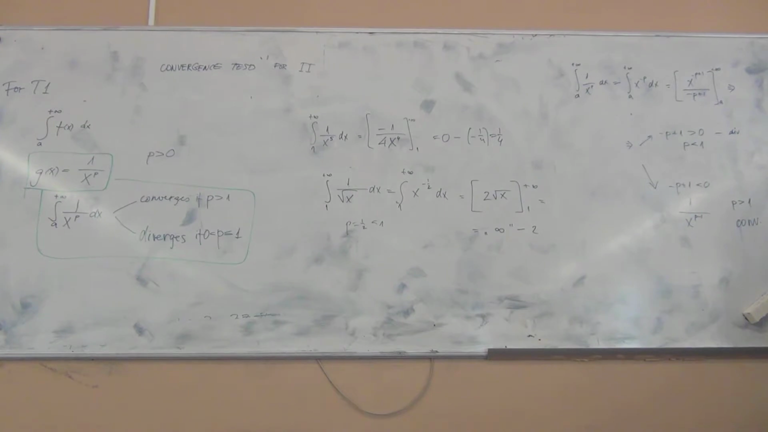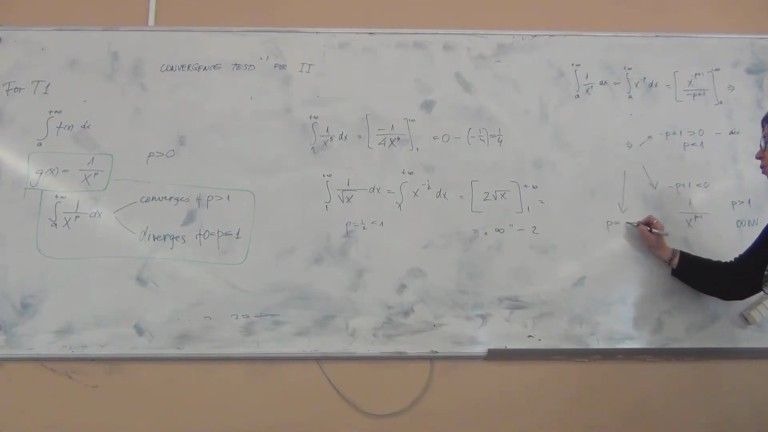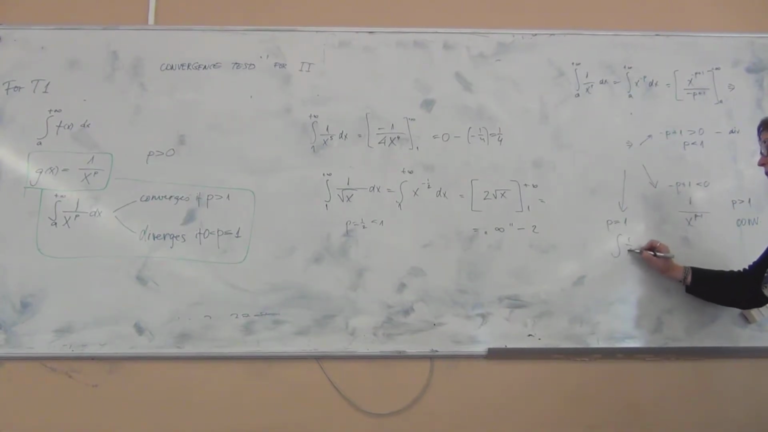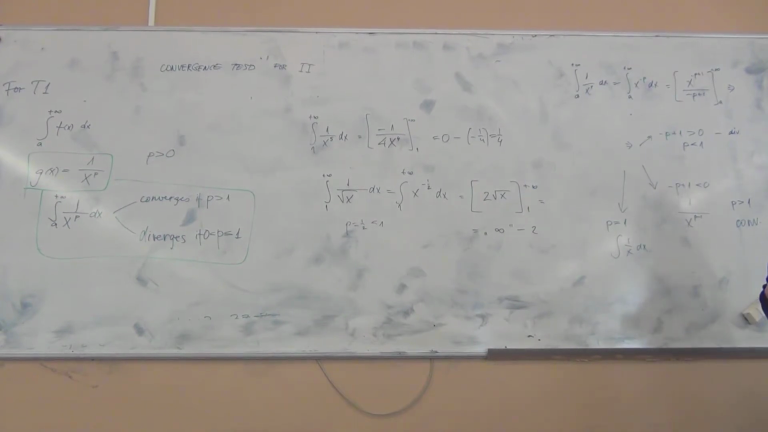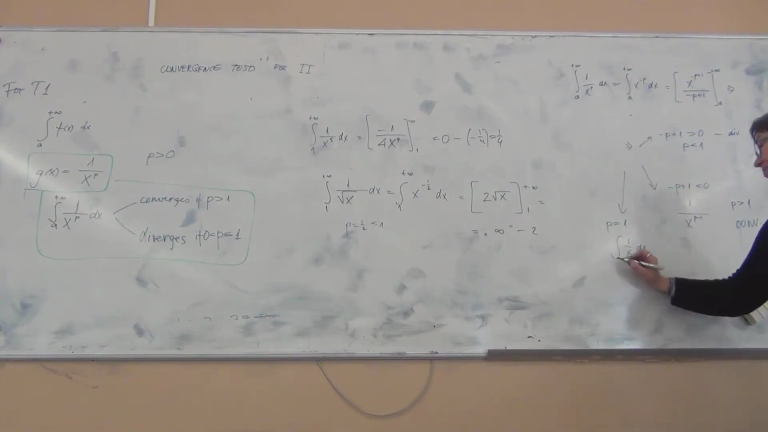If you noticed, I didn't discuss p equal to 1 yet. If p is equal to 1, then the integral is actually the natural logarithm. So if p equals 1, then I have the integral of 1 over x dx, which is ln.